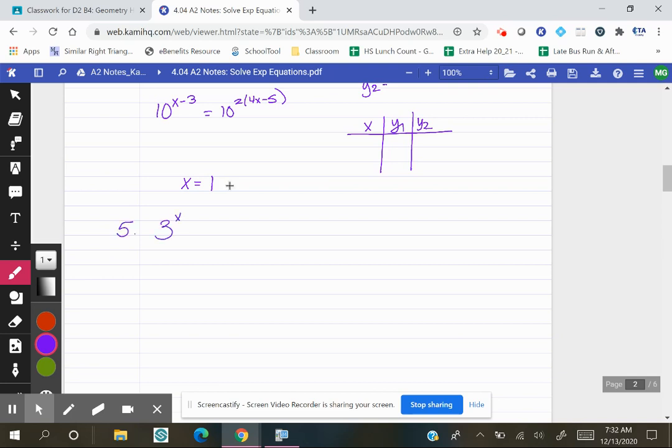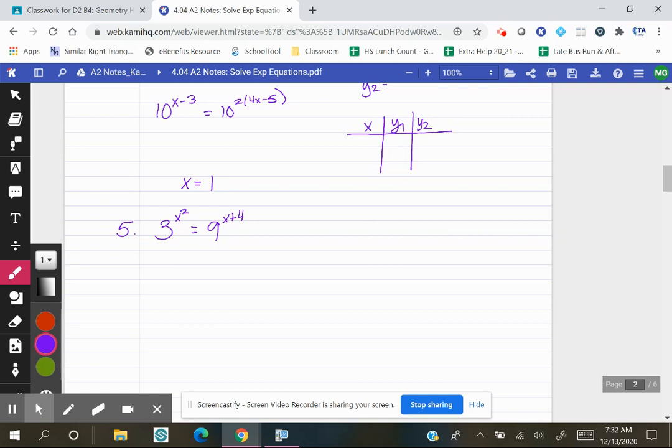Next one, 3 to the x squared equals 9 to the x plus 4. Pause the video and see if you can do this one on your own. If you're struggling, you can come back, but at least you should be able to get those bases to be the same, and then it's the same process from there. So give that a try.